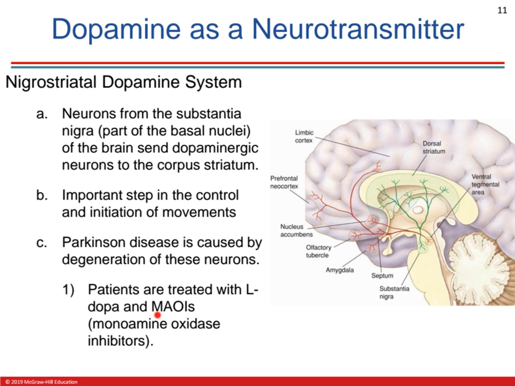And another way to treat these patients is with monoamine oxidase inhibitors. So recall that monoamine oxidase breaks down the dopamine that's been released when it's taken back up into the presynaptic terminal. So if you inhibit that process, that can lead to more dopamine being available in the synaptic cleft, and therefore more activation of dopaminergic synapses.